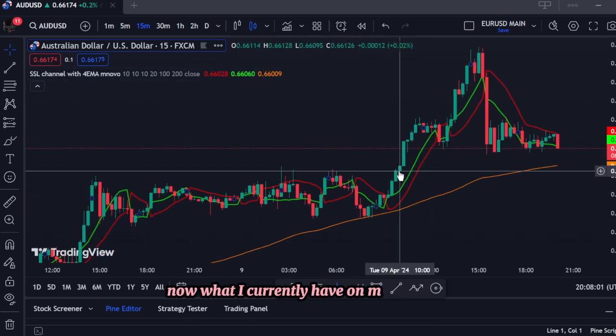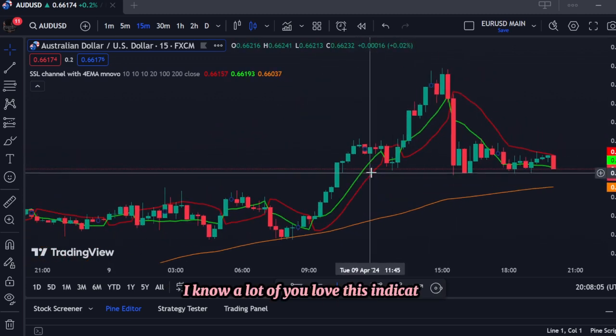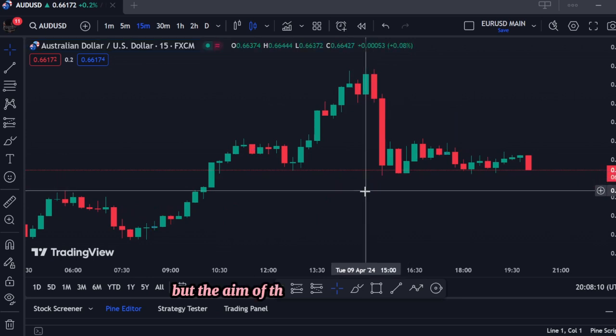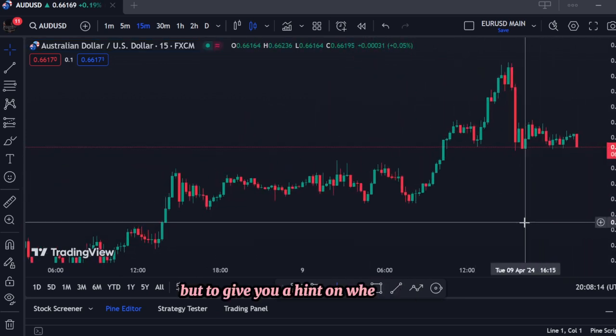Now, what I currently have on my screen is the SSL channel alert. I know a lot of you love this indicator. I've tested this indicator. Some of you haven't. But the aim of this video is not to tell you what indicators to use, but to give you a hint on where to find good indicators.